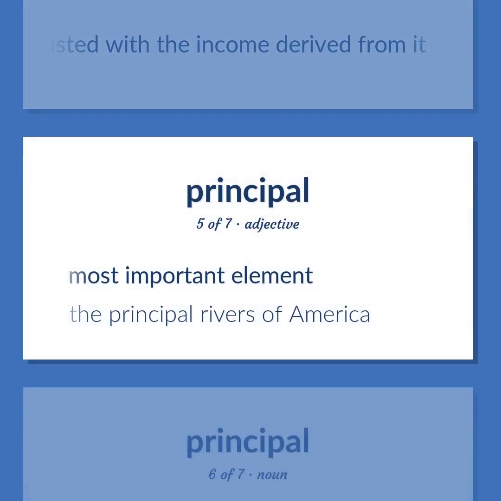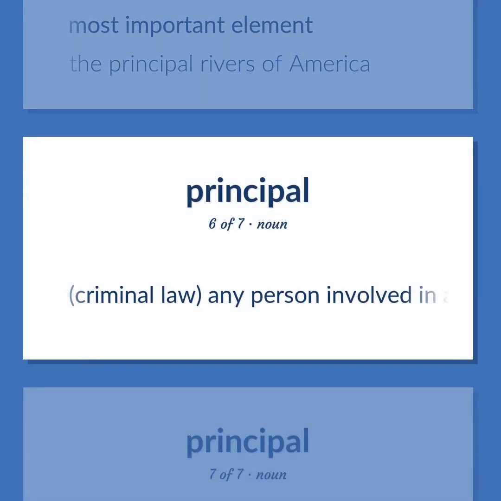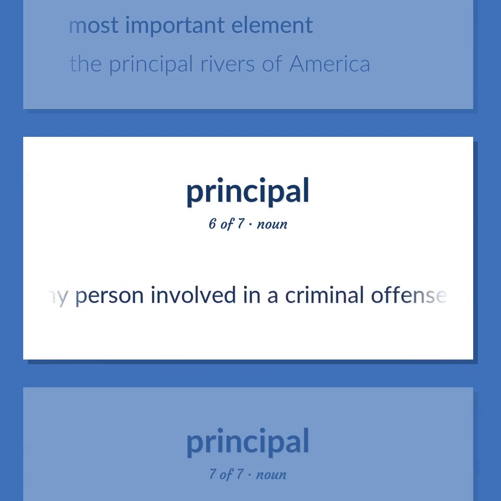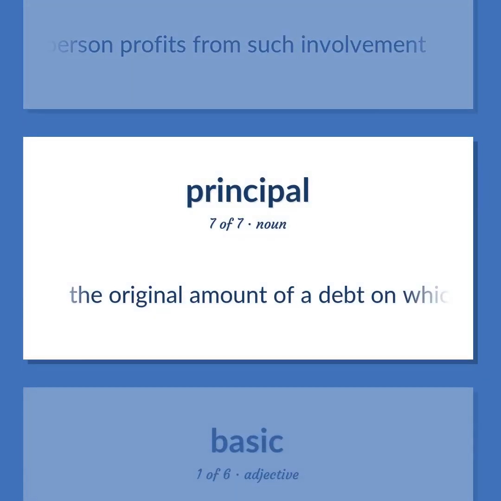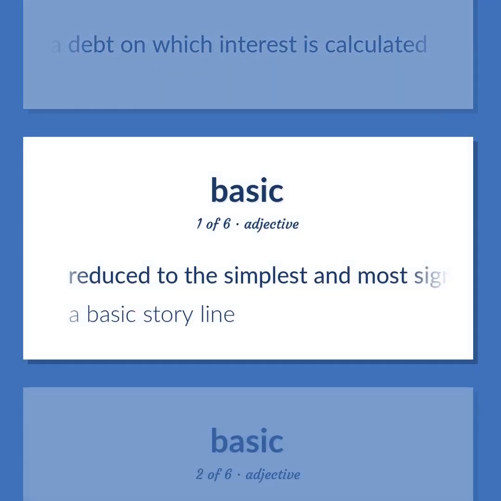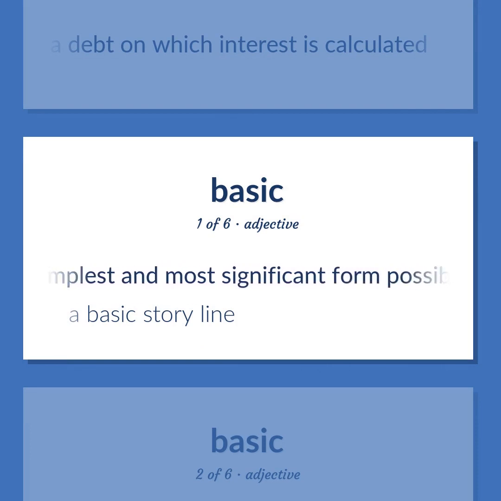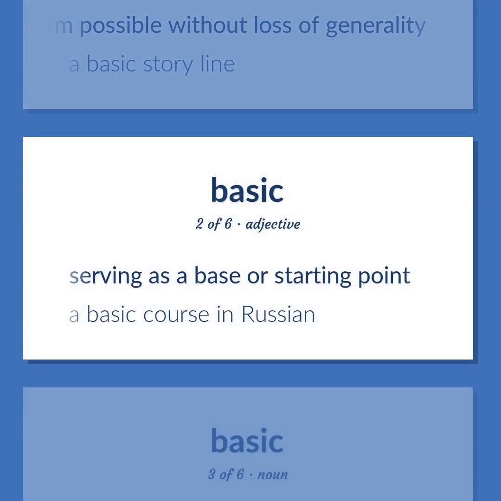Most important element. The principal rivers of America. Criminal law. Any person involved in a criminal offense, regardless of whether the person profits from such involvement. The original amount of a debt on which interest is calculated. Reduced to the simplest and most significant form possible without loss of generality. A basic storyline. Serving as a base or starting point. A basic course in Russian.